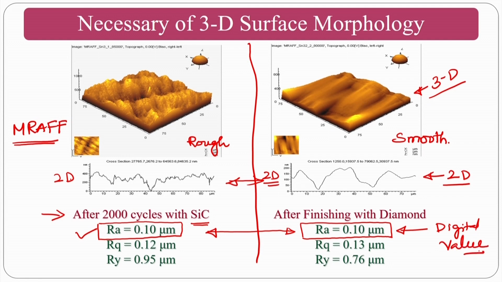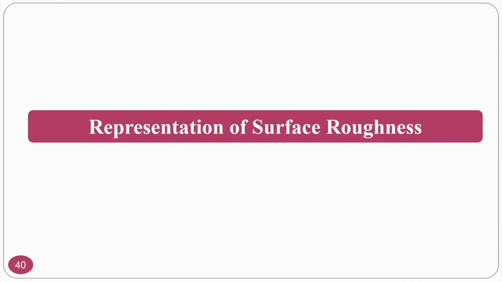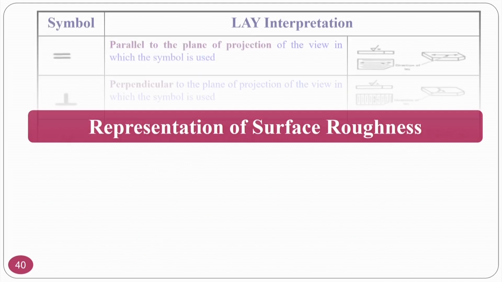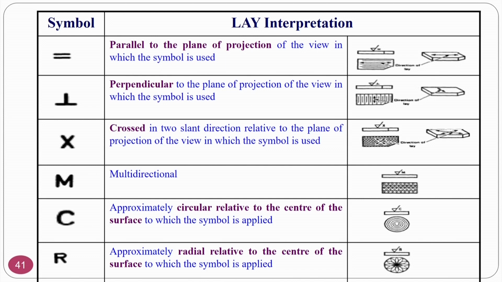That is why if you have a 3D surface profilometer or atomic force microscopy, then you can get all the other things also. Now, we will see about surface roughness representation, how the surface roughness is represented. As I said, lay is nothing but the predominant direction of the surface roughness. First is parallel to the plane of projection. Normally, if you are getting the surface like this, it will be represented like this. If it is perpendicular, it will be represented like this. If you are measuring a particular surface, you can see its representation here.